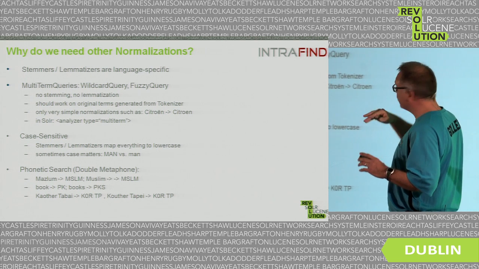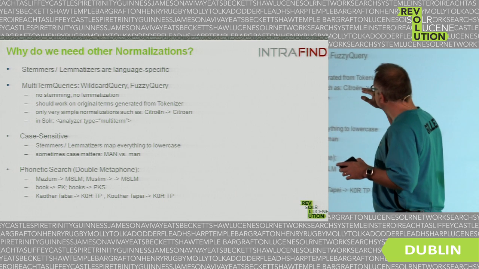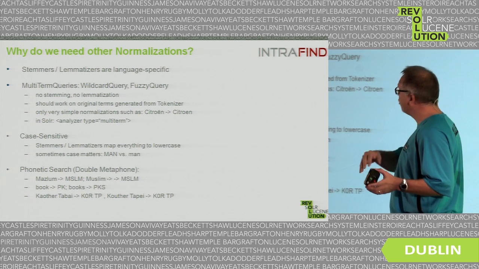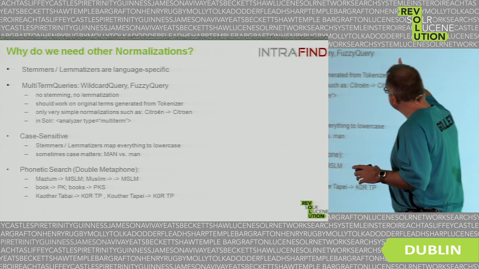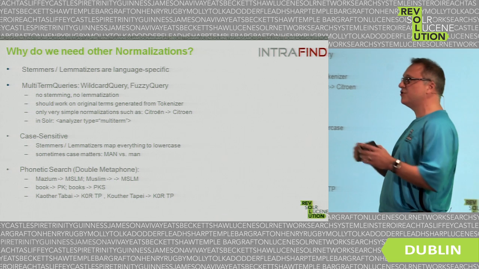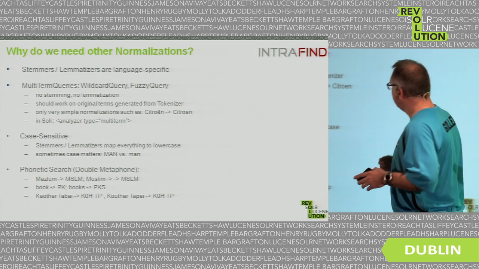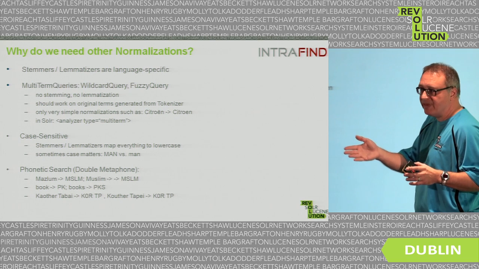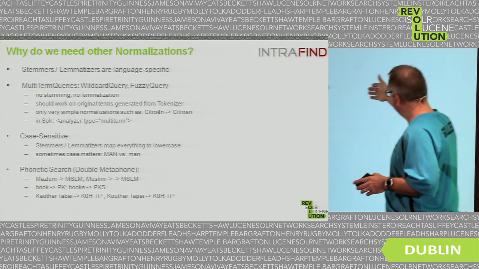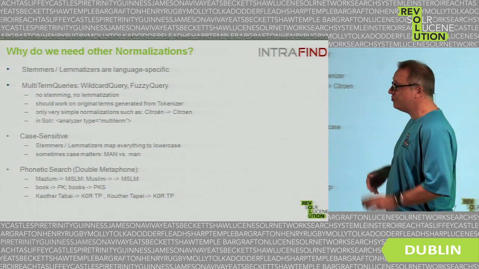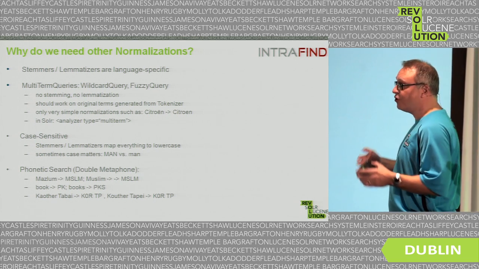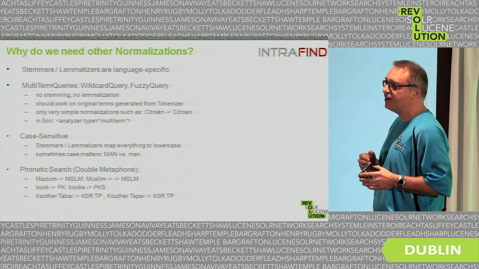In Solr, you can define for a field or a field type an analyzer type multiterm, which actually defines on which normal forms your wildcard and fuzzy query will work, besides the analyzer you're using for the normal search and store and indexing process. And I think behind the hood, maybe someone knows better, they are using different fields, I think, if you specify an analyzer type multiterm. But you see, there's a need for another normal form of your content besides what your stemmer or lemmatizer produces.